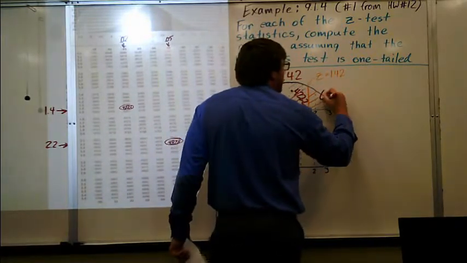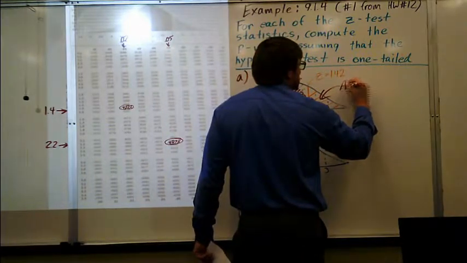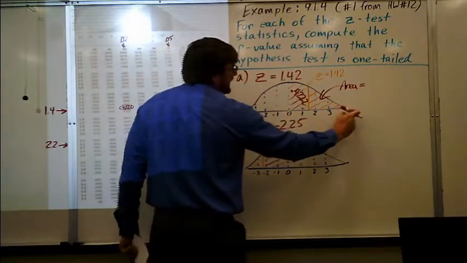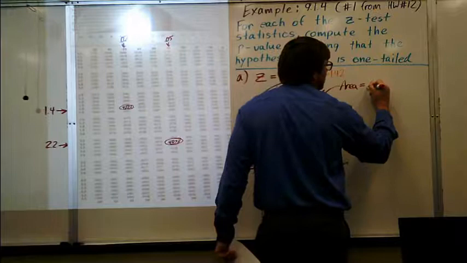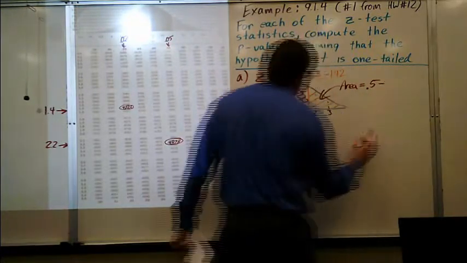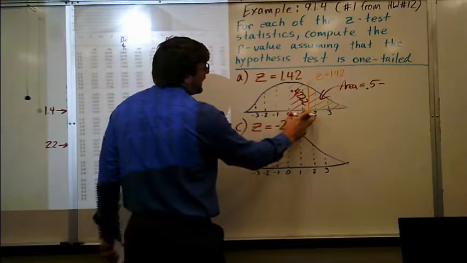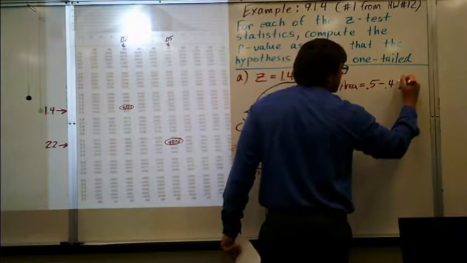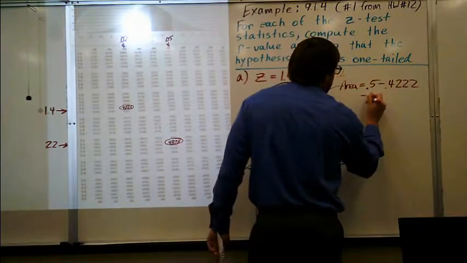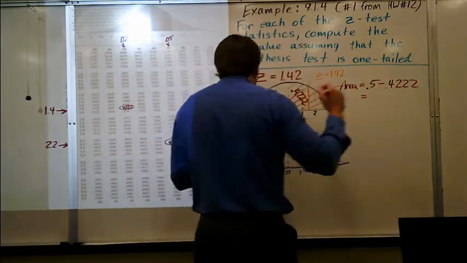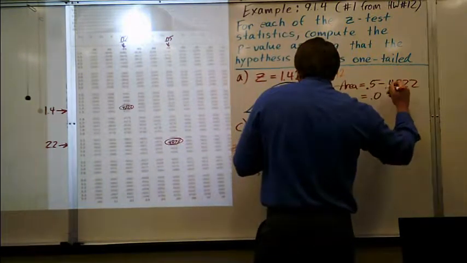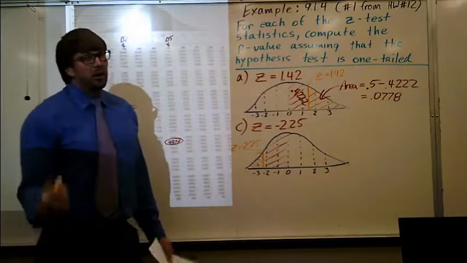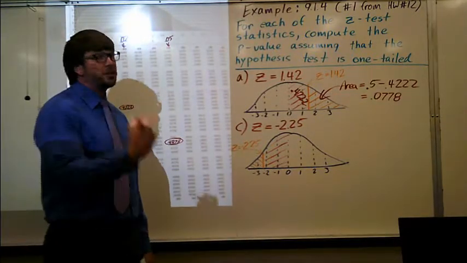So this area right here is going to be equal to the entire area to the right of 0, which is again 0.5, minus the area between 0 and 1.42, which is that 0.4222. And we come up with an area of 0.0778. Now, of course, the area under the standard normal distribution correlates to the probability, right?